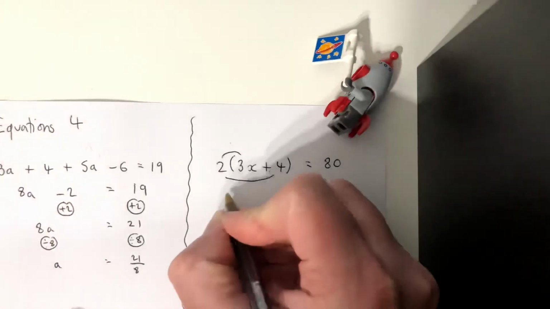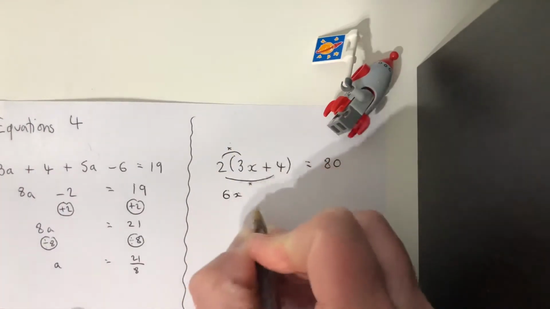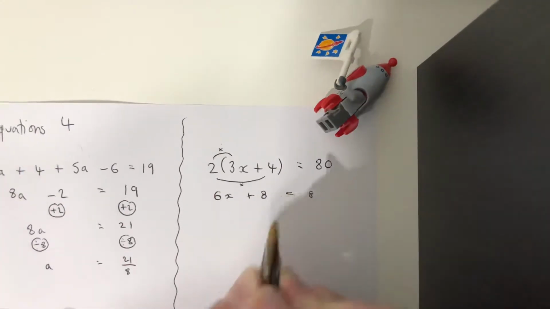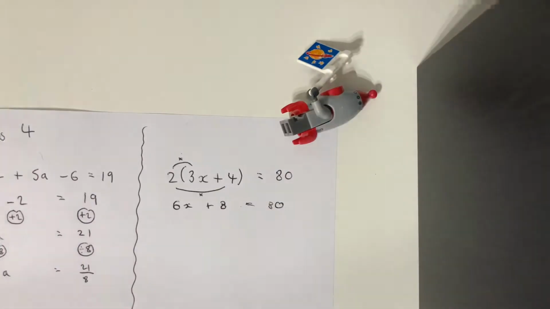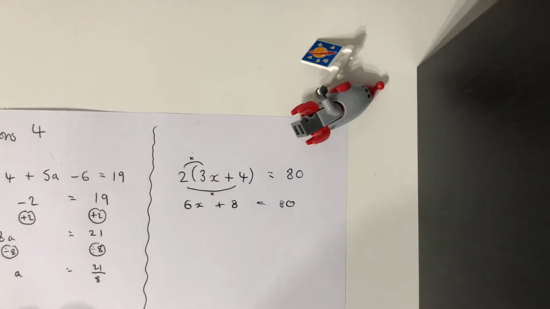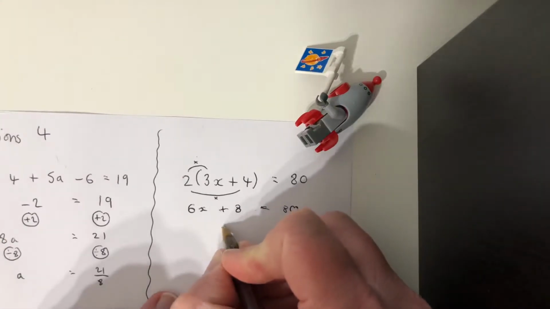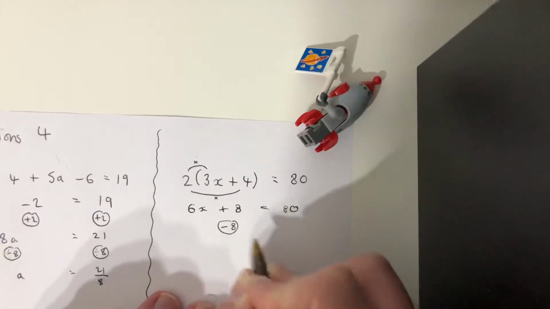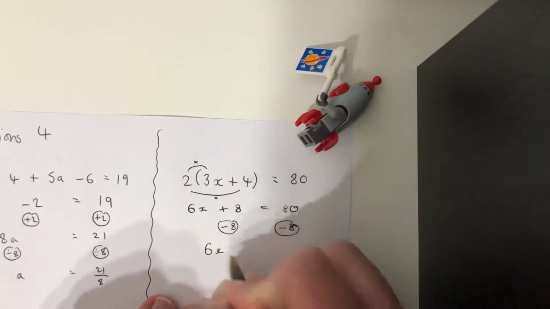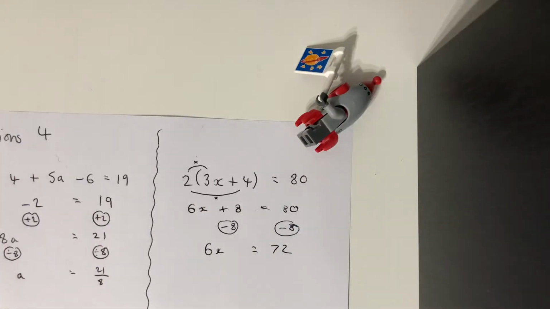So 2 times 3x will give me 6x. And if I do the 2 times 4, that will give me 8. So we get 6x add 8 equals 80. So in this case now, we've got an equation that we've dealt with before. So what I can do now is get rid of the 8. The opposite of add 8 is take away 8. I'll write that down on both sides. If I do that, I end up with 6x equals, what is 80 take away 8? 72. And so now 6x equals 72.